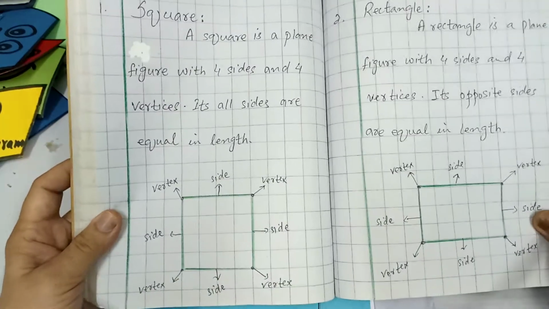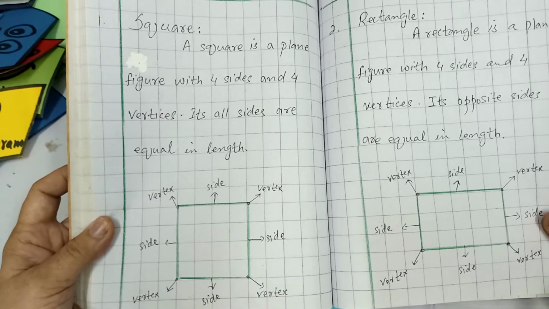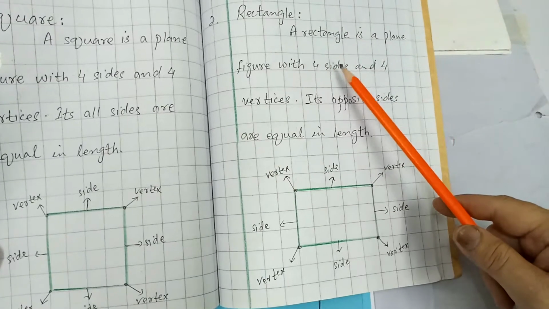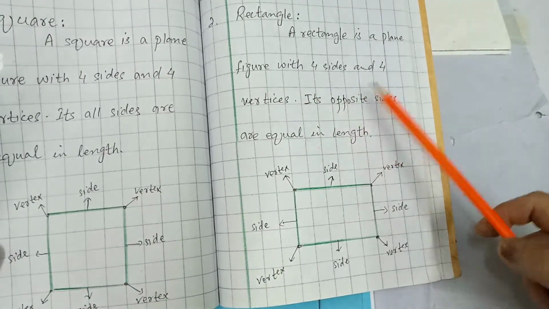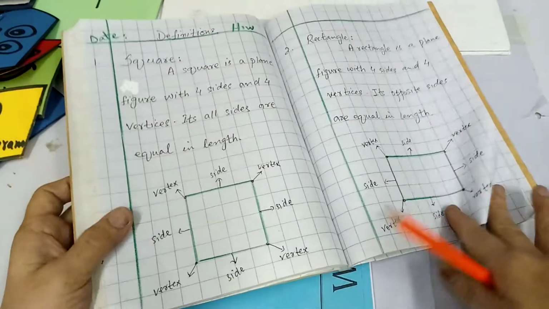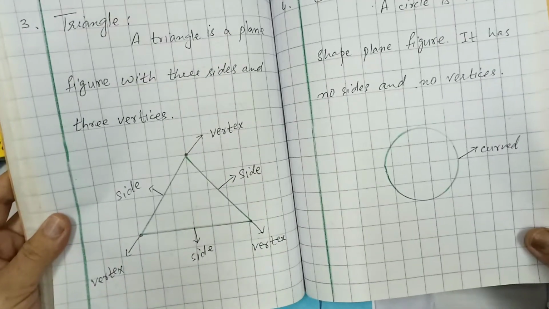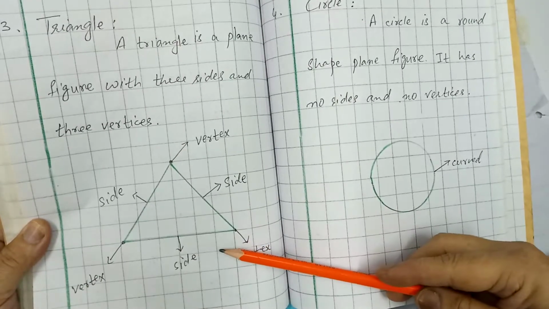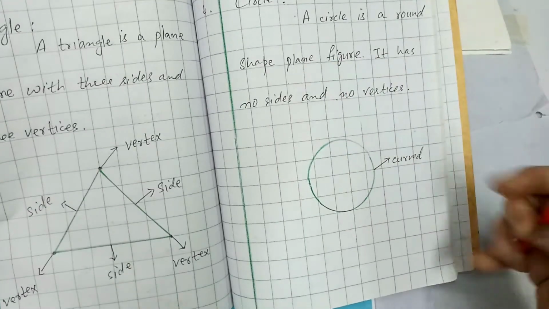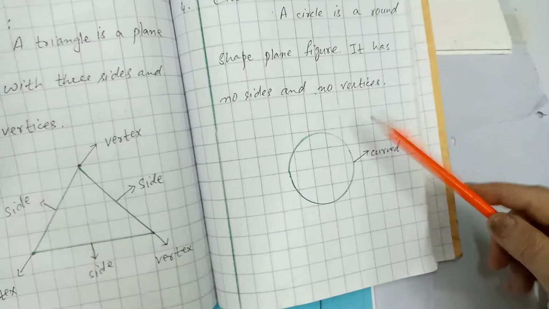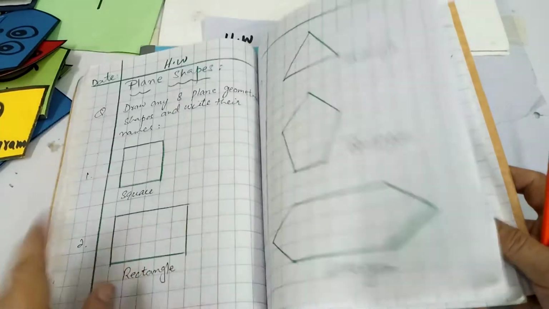Now the definition of a square. A square is a plane figure with 4 sides and 4 vertices. All sides are equal in length. Draw the shape of a square. Rectangle. A rectangle is a plane figure with 4 sides and 4 vertices. Its opposite sides are equal in length. Now triangle. A triangle is a plane figure with 3 sides and 3 vertices. Circle. A circle is a round shaped plane figure. It has no side and no vertices. This is your homework in your copy.